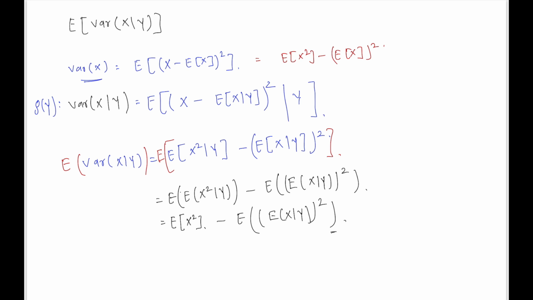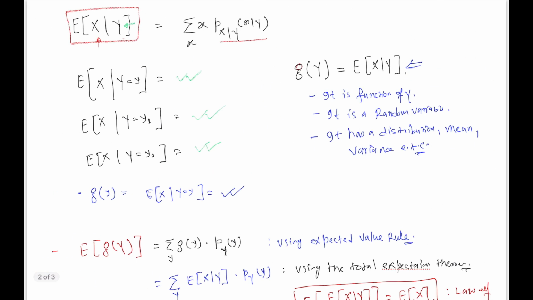In order to do that, what you need to have is the variance of this random variable. So this is a random variable, right? The expectation of X given Y. This is a random variable, right? Recall from here.